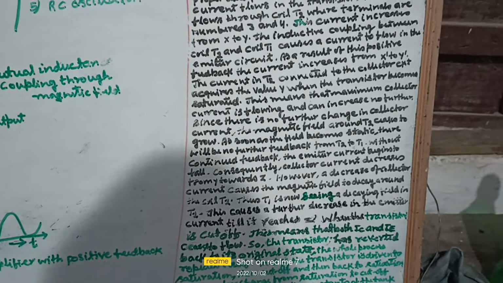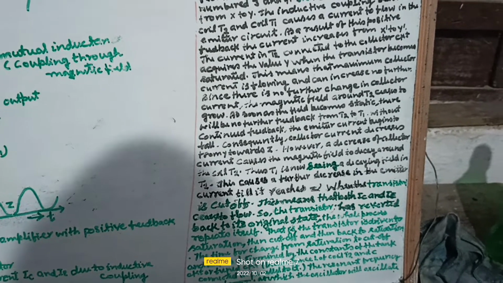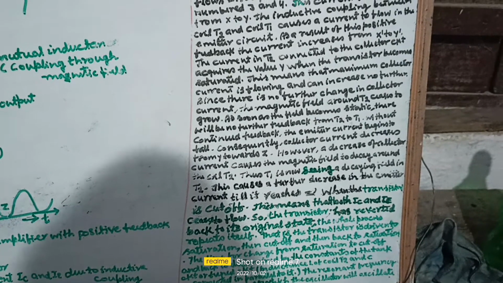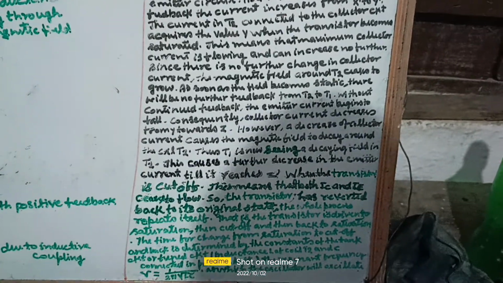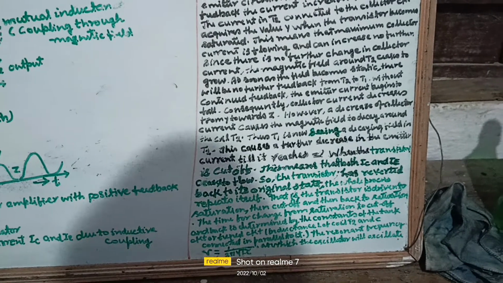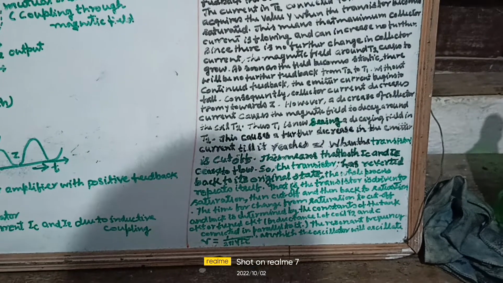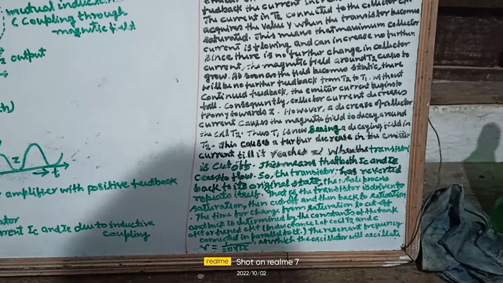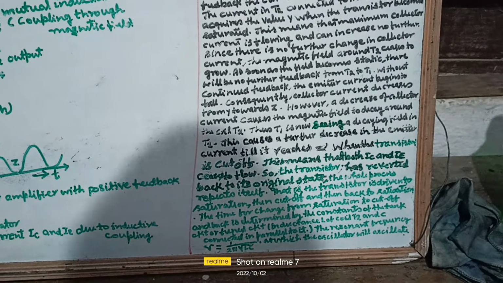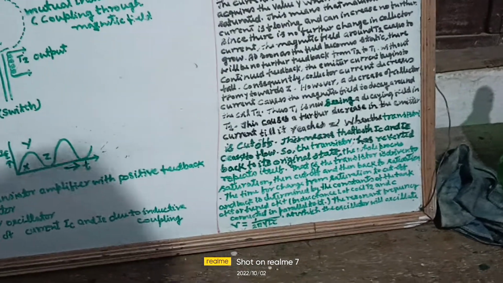The magnetic field around T2 ceases to grow. As soon as the field becomes steady, there will be no further feedback from T2 to T1. Without continued feedback, the emitter current begins to fall. Consequently, collector current decreases from Y towards Z. However, a decrease of collector current causes the magnetic field to decay around the coil T2. Thus, T1 is now seeing a decaying field in T2. This causes a further decrease in the emitter current till it reaches Z dash, when the transistor is cut off.